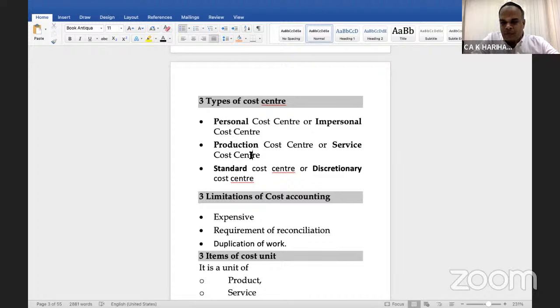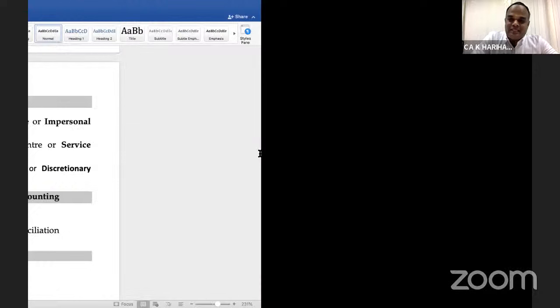With respect to standard and discretionary cost center, standard cost center represents what? If there is an input-output relationship, then it is called a standard cost center. If there is no one-to-one relationship between input and output, for what purpose we incur the cost, how much output has come, the relationship is not there, then it is called a discretionary cost center. Or an easy way to understand.